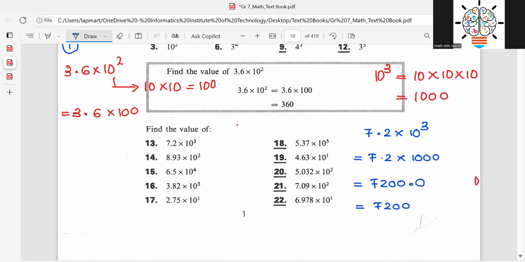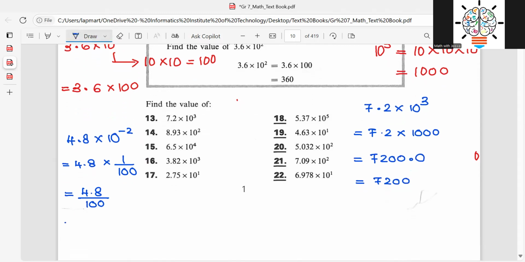The same way, can you remember, if you have 4.8 times 10 to the power of negative 2, what we did was write 4.8 multiplied by 1 over 100. So then we wrote 4.8 divided by 100, which is 0.048. So this is an ordinary number. An ordinary number can be a whole number or a decimal. So the answer is 0.048, which is also an ordinary number.